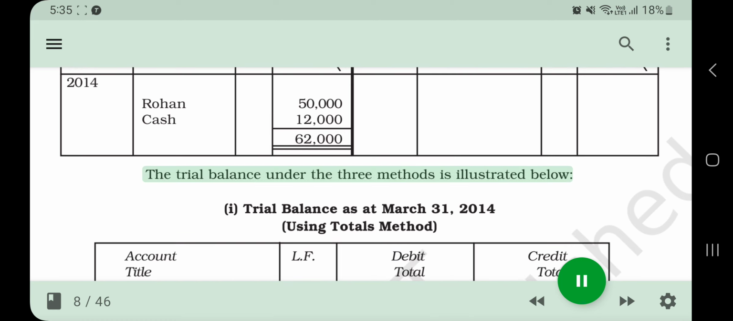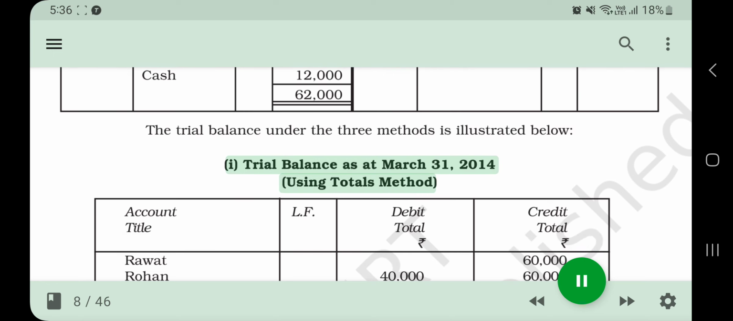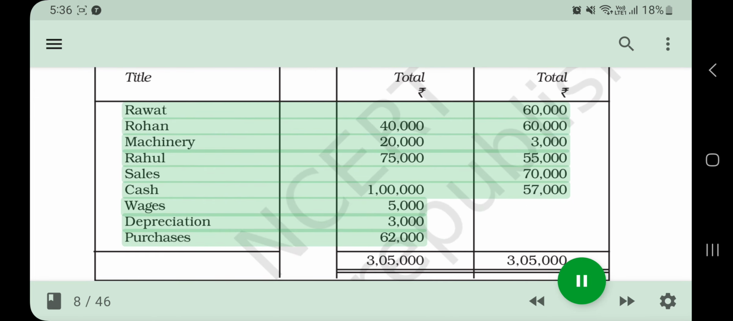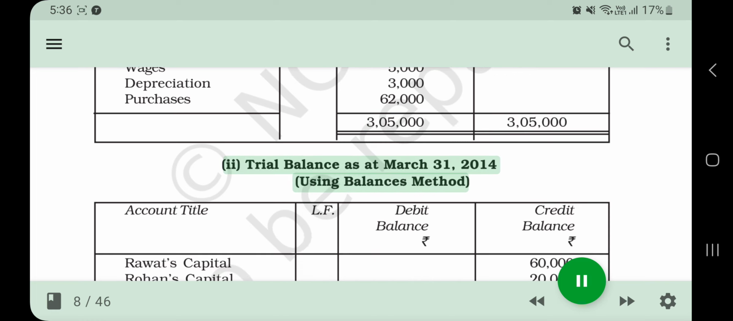The trial balance under the three methods is illustrated below. I. Trial balance as at March 31, 2014, using totals method. Rawat 60,000; Rohan 40,000, 60,000; machinery 20,000, 3,000; Rahul 75,000, 55,000; sales 70,000; cash 100,000, 57,000; wages 5,000; depreciation 3,000; purchases 62,000. Totals 305,000, 305,000.